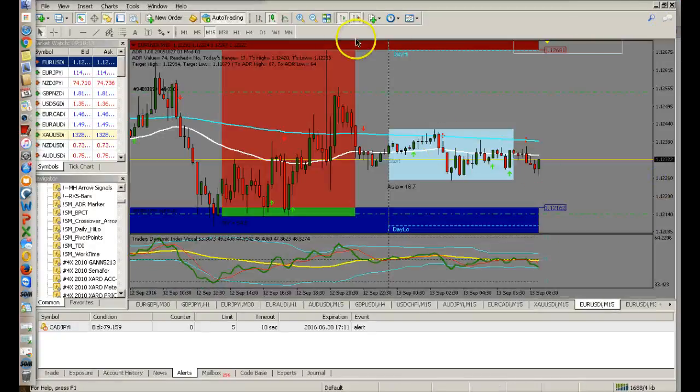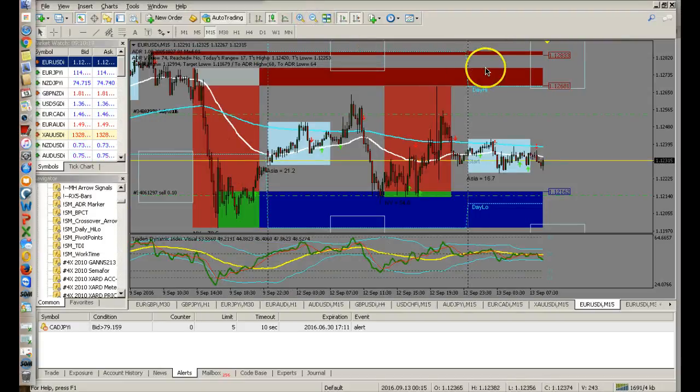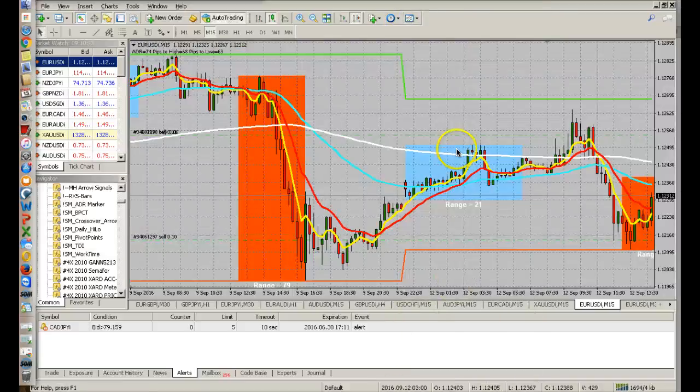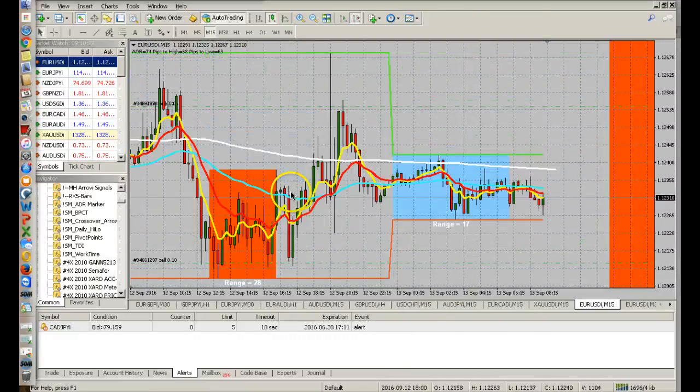Euro USD. I don't think I did Euro USD. These are called session boxes, and if you want to know what these are, session boxes. So this is like the Asian session. This is the New York session.